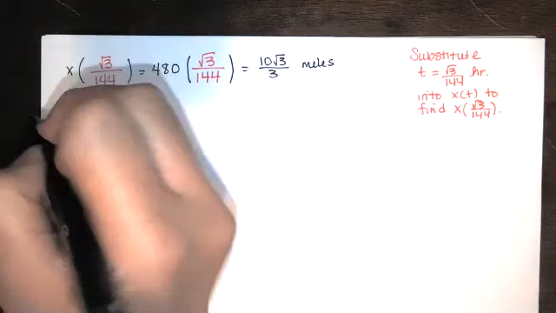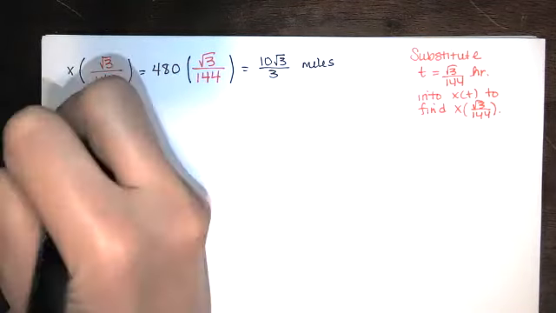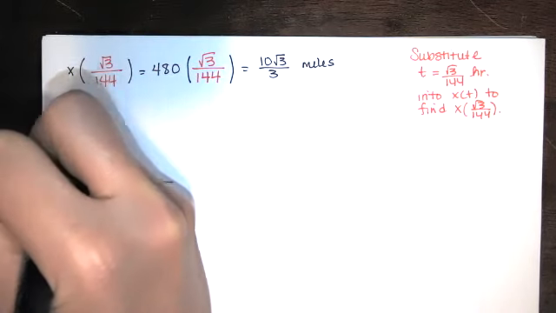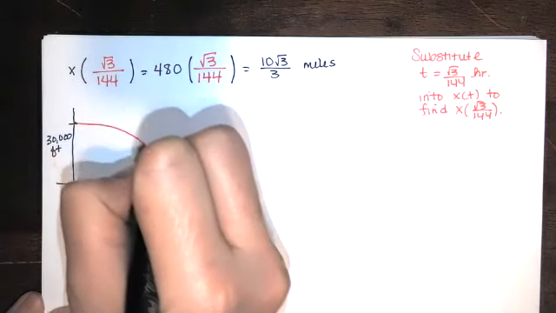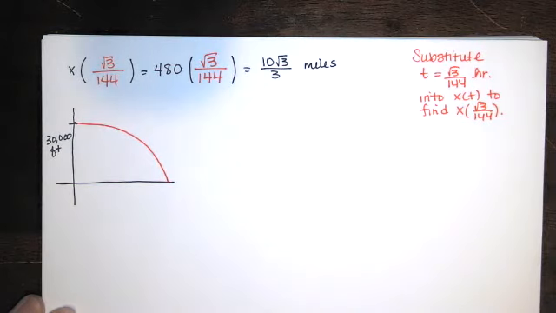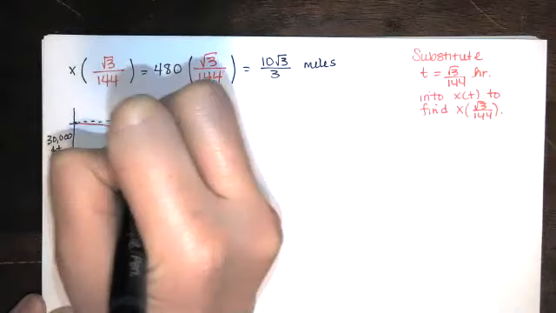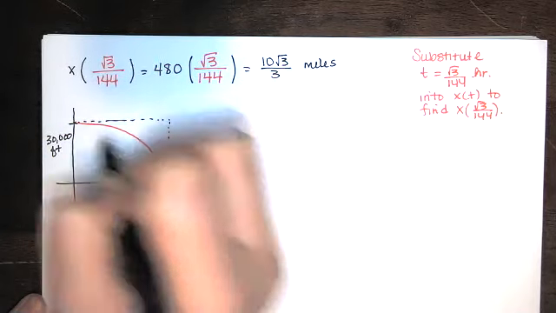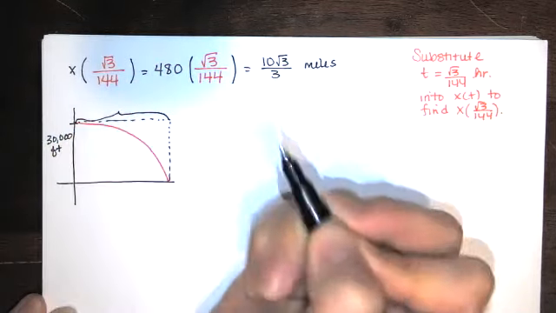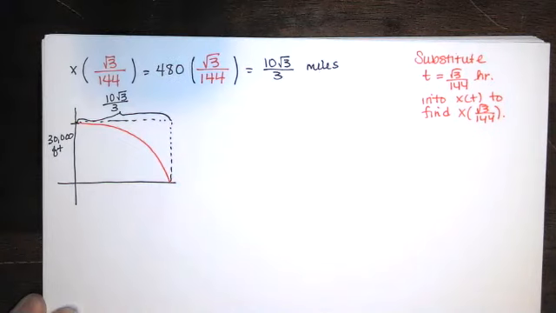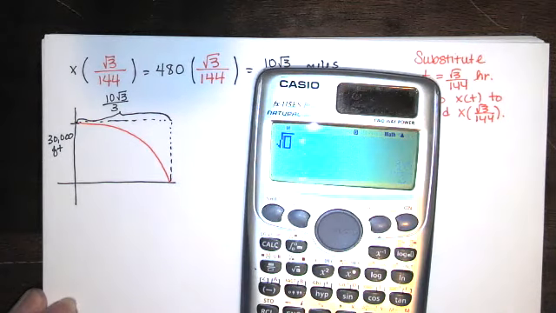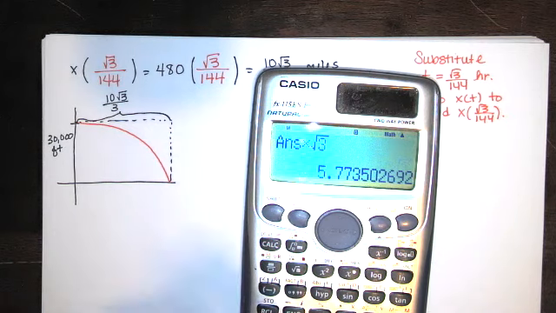But remember what our picture looked like. This is 30,000 feet. And we've got a plane that's right here, and then it's dropping a bomb. And we're saying, of course, this is not to scale, that this distance that we traveled in the x direction is 10 times the square root of 3 over 3 miles. And if you want to know approximately how many miles that is, you can always find a decimal approximation. So about 5.77 miles.